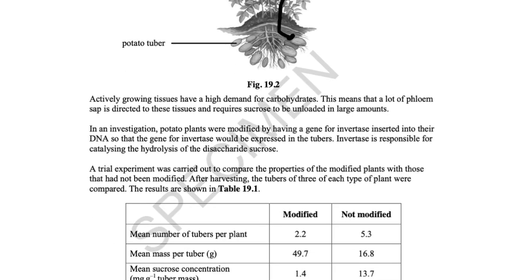It says actively growing tissues have a high demand for carbohydrates. This means that a lot of the phloem sap is directed to these tissues, and these require sucrose to be unloaded in large amounts. In an investigation, potato plants were modified by having a gene for invertase inserted into their DNA, so that the gene for invertase would be expressed. Expressed means turned into the protein, which is the enzyme invertase. Invertase catalyzes the hydrolysis of the disaccharide sucrose. Remember, sucrose is a disaccharide of glucose and fructose joined together by a glycosidic bond.